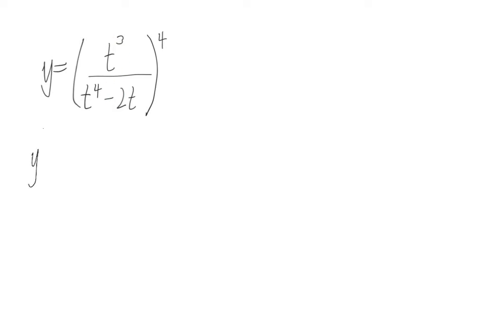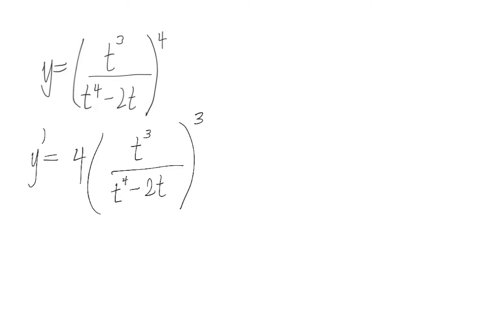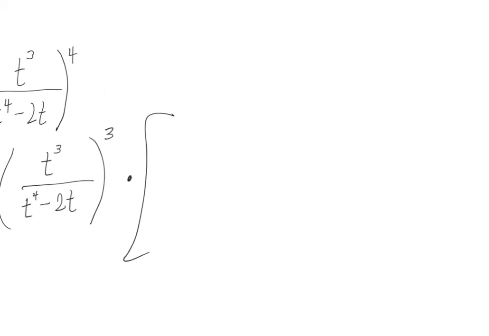The derivative of the outside is 4 times something to the third power, because the outside is something to the fourth, right? Well, you write down the inside, and then you multiply by the derivative of the inside. So this is where our quotient rule comes into play.